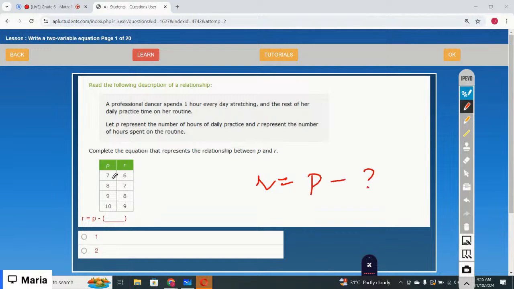So 7 and 6, what number is subtracting from P? 7 minus 1 equals 6, 8 minus 1 equals 7, 9 minus 1 equals 8. So that is R equals P minus 1. The correct option is R equals P minus 1. So option number 1 is the correct option.